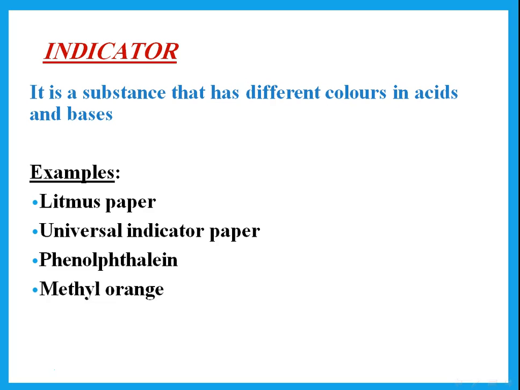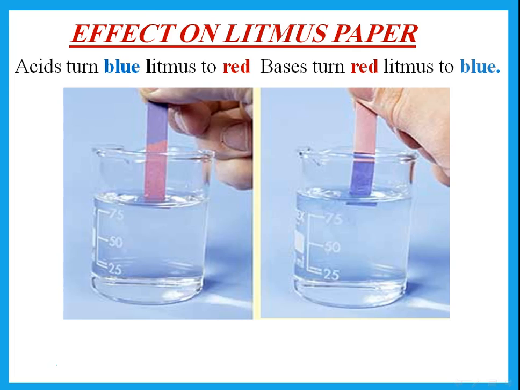So what indicators do we talk about? We have 4 indicators in our syllabus. We have litmus paper, universal indicator paper, phenolphthalein, and methyl orange. So let's take a look at this. Litmus paper. Litmus paper is used to determine whether something is an acid or a base. It doesn't tell you whether it is strong or weak, it just says whether it's an acid or a base. It doesn't tell you what is the pH of the solution.